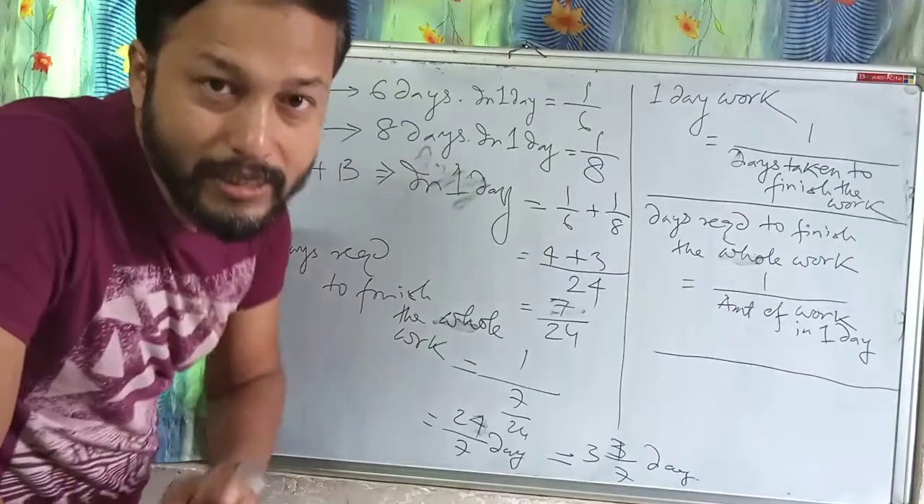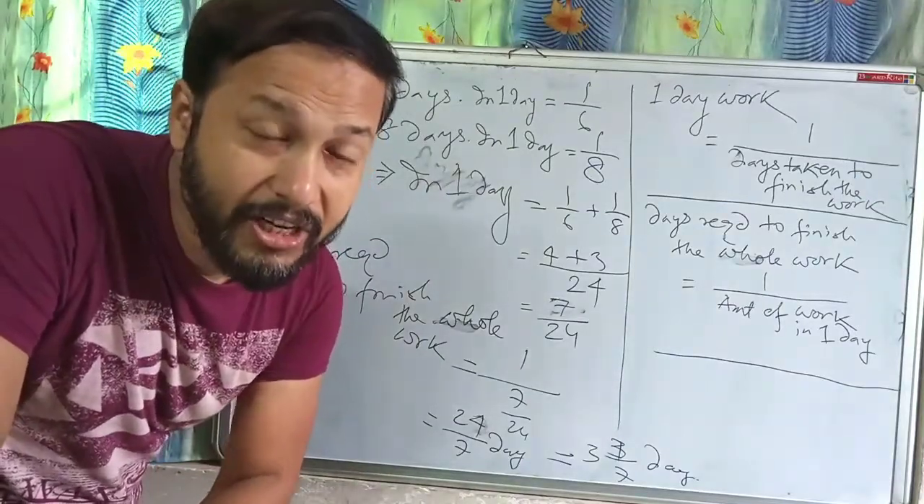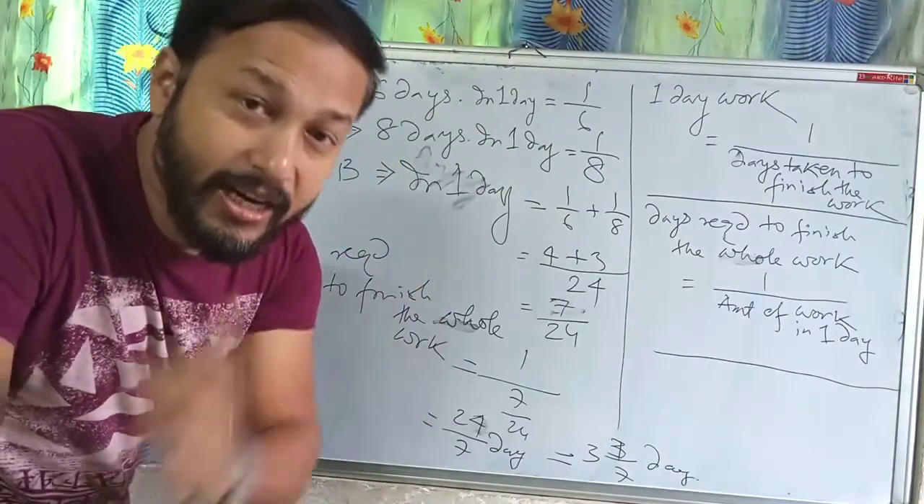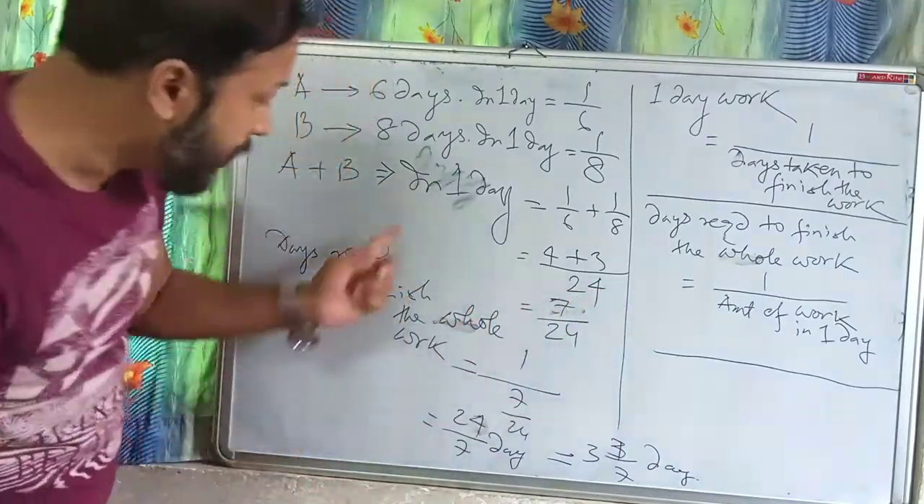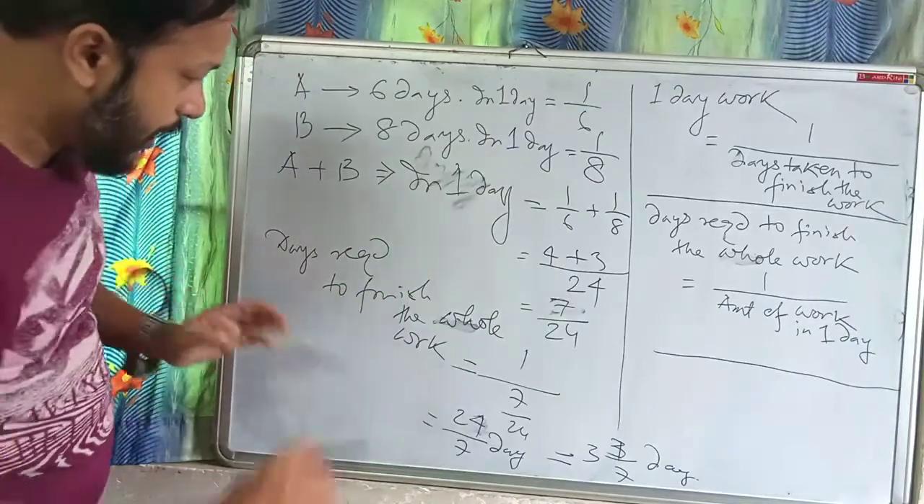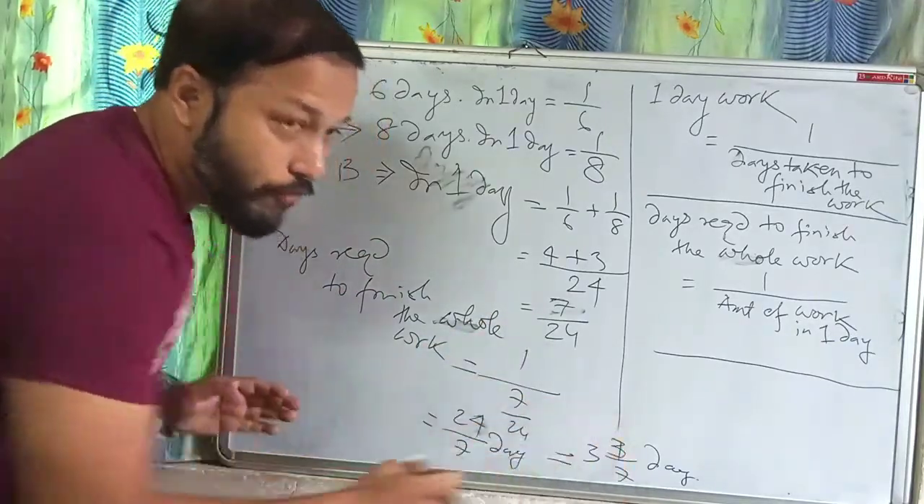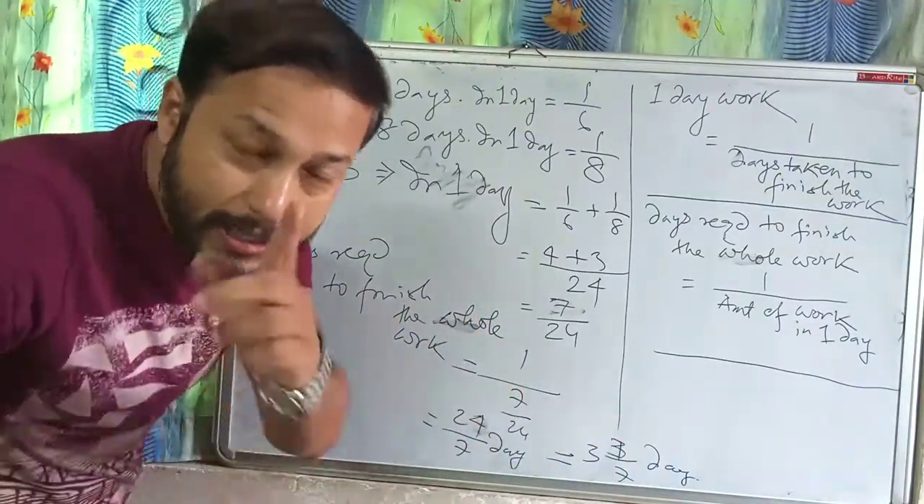Understood? So first we have taken out the amount of work A did in one day and B did in one day. Then what is the total amount of work done in one day? Now what is the total amount of work? And this is the number of days required to finish the whole work. Got it? Let's see another example.